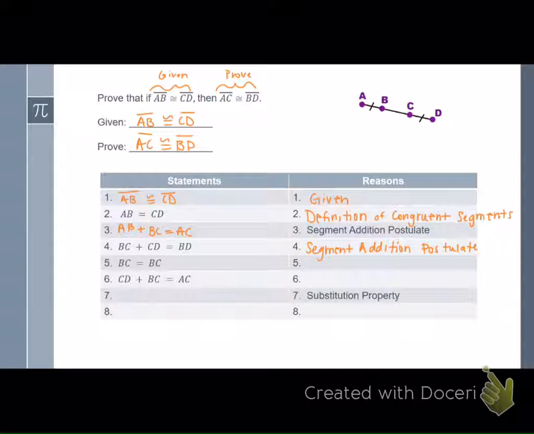I don't know if I wrote this property on the front page. I did not. Does anybody know what this property is? The same thing equals the same thing? We talked about it a little bit last week with the algebraic proofs. It starts with an R. Yeah, it's like looking in a mirror. Reflexive property. The same thing equals the same thing. So you use that so that you can use it in your proof later on.